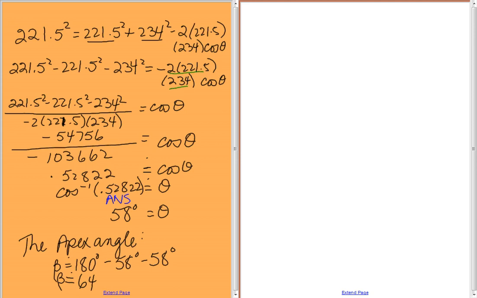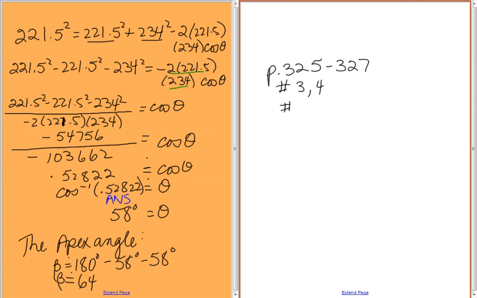Some good cos law problems for you to try are on page 325 to 327. Numbers 3 and 4. And then if you pick 2 from 5 to 8 and 10, that'll give you some good word problems. And then for a challenge, pick 1 from numbers 12 to 14.